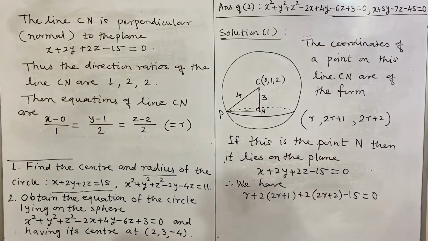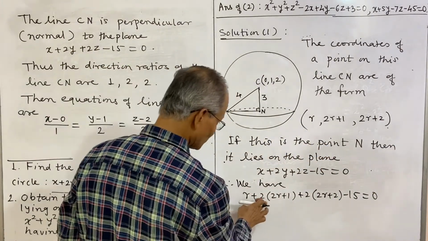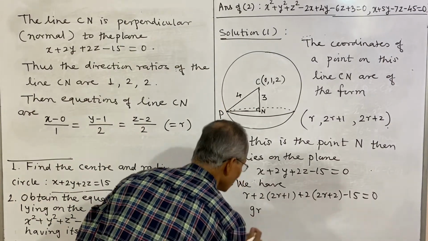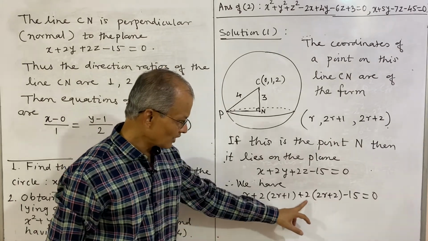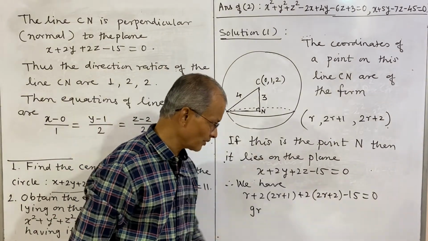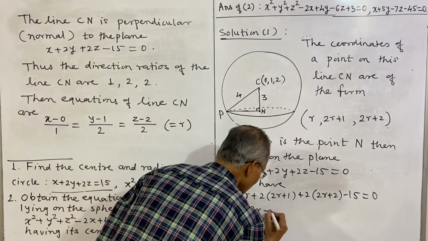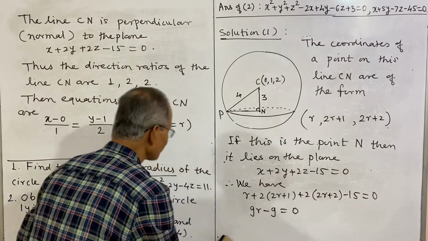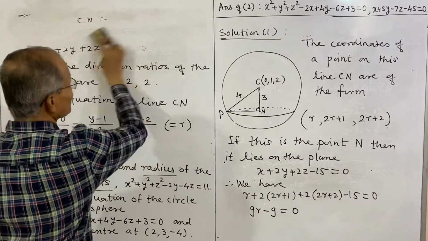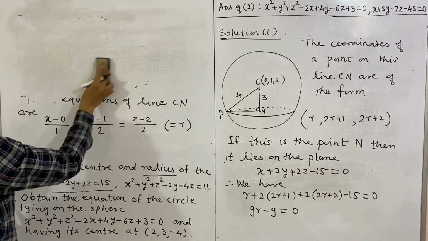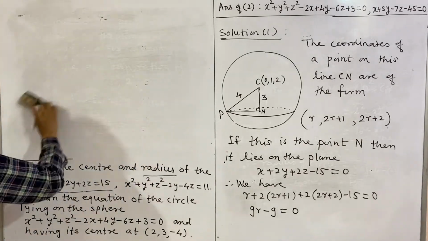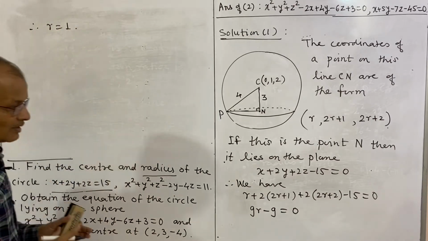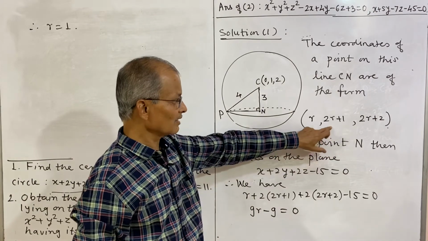Simplify this to get the value of r. That gives r plus 4r, 5r plus 4r, that is 9r, and the constant is 2 plus 4, that is 6, minus 15. 6 minus 15 is minus 9. So 9r minus 9 is 0, and this gives r is equal to 1. So thus r is equal to 1, and with this value of r, this point gives the coordinates of N.